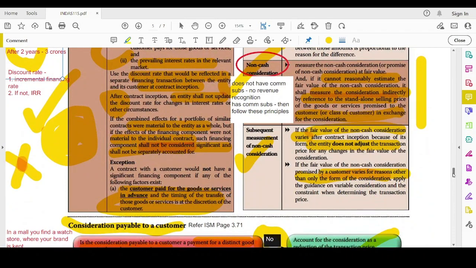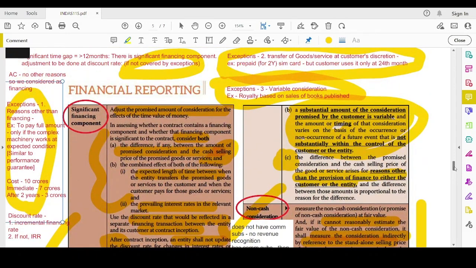So the customer paid for the goods or services in advance, and the timing of the transfer is at the sole discretion of the customer. It is also an exception. And the second exception is that a substantial amount of the consideration promised by the customer is variable, and the timing or amount of the consideration is not substantially within the control of the customer or the entity. That is a royalty. Then the difference between the promised consideration and cash selling price arises for reasons other than the provision of finance to the entity. That is, here it is the complex machinery case. Okay, I hope it is clear till now. Let's move on to the next part.